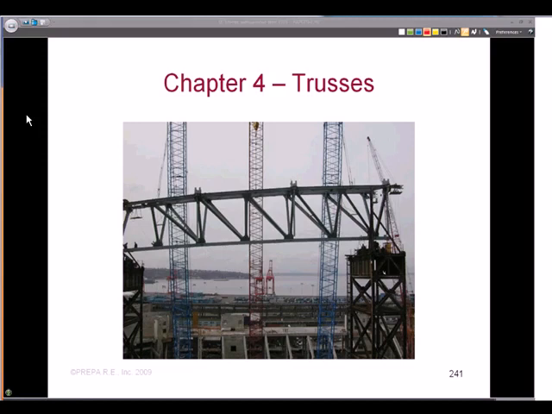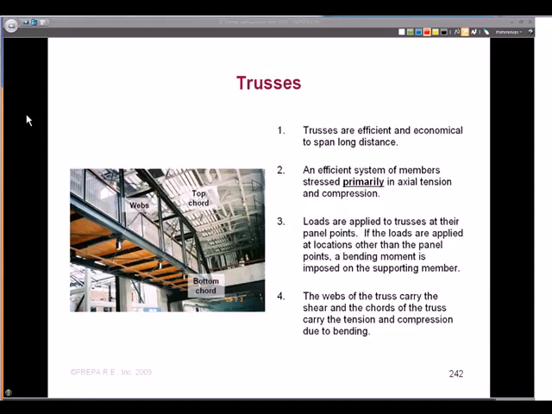Okay, let's talk about trusses. Trusses are efficient and economical to span a long distance. So what is our perception of a long distance? It depends on the type of work that you and your office are doing to define that. I'll show you a chart that talks about economical design, the ranges for trusses where you get the most economy out of them, and a few charts coming up.